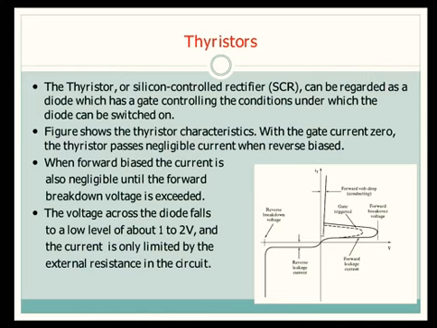With the gate current 0, the thyristor passes negligible current when reverse biased. When forward biased, the current is also negligible until the forward breakdown voltage is exceeded. The voltage across the diode falls to a low level of about 1 to 2 volts, and the current is only limited by the external resistance in the circuit.